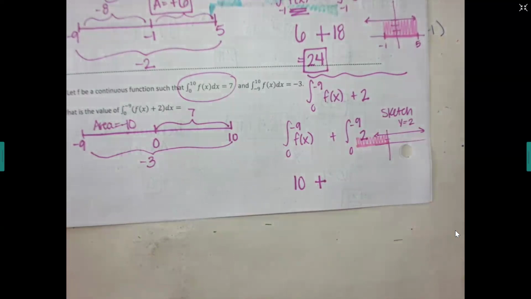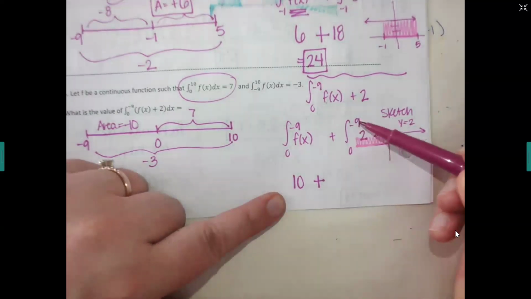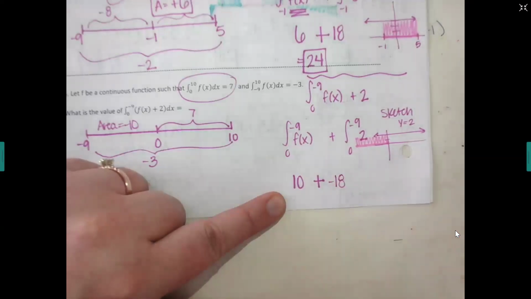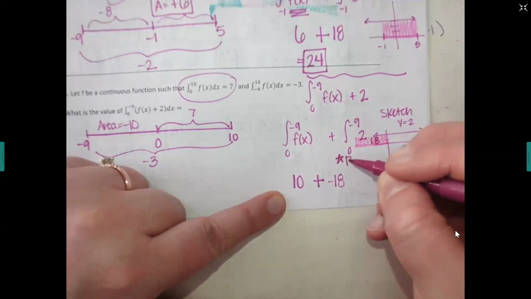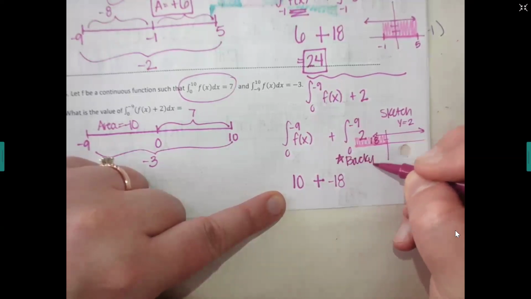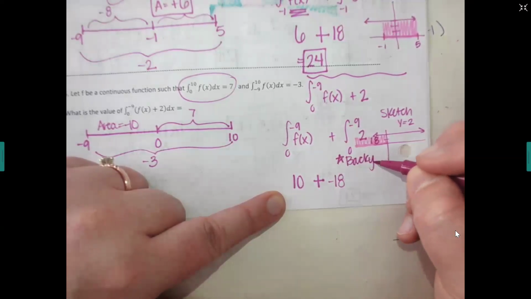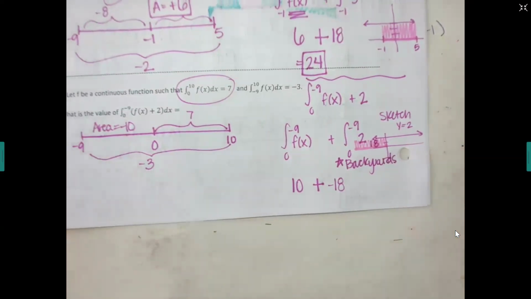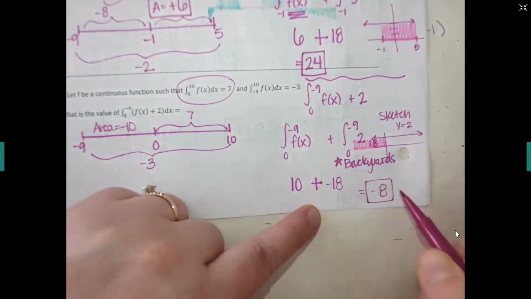What's 2 times 9? 18. Will I count the value as 18? Look at your endpoints. It's backwards. That means it's going to be a -18. So watch out that if they're backwards, my area is 18, but that integral, oops, I almost said backyard, backwards. Okay. So because it's backwards, that's why I'm giving it a -18, and then 10 and -18 give you -8. Does that make sense?